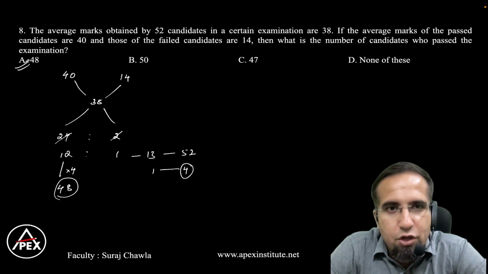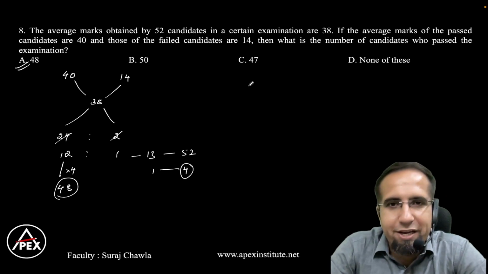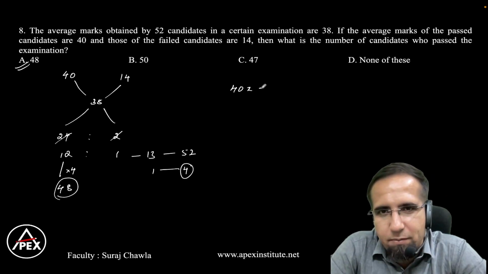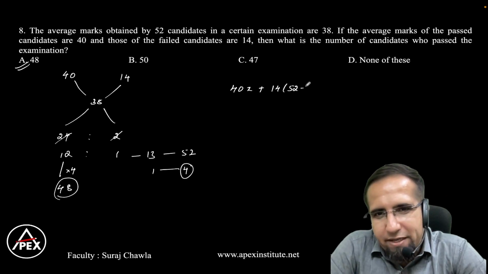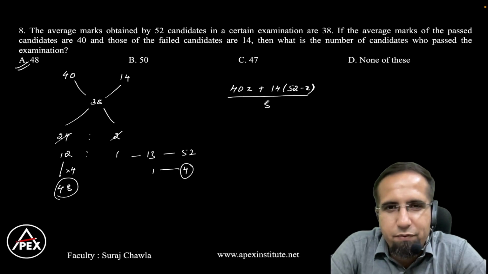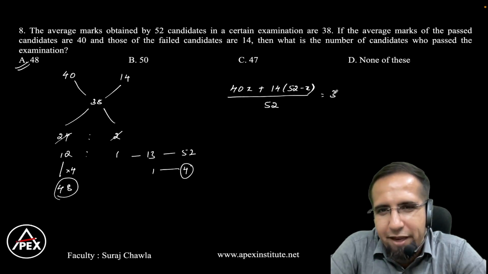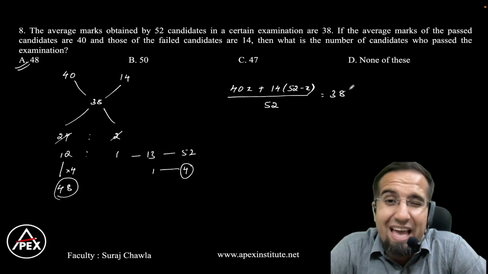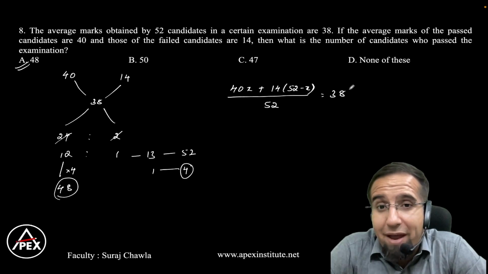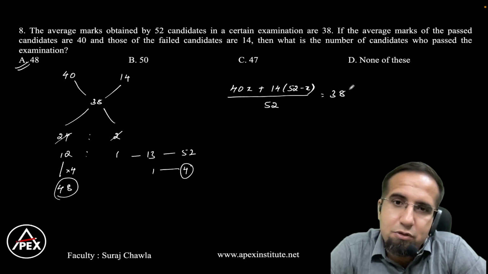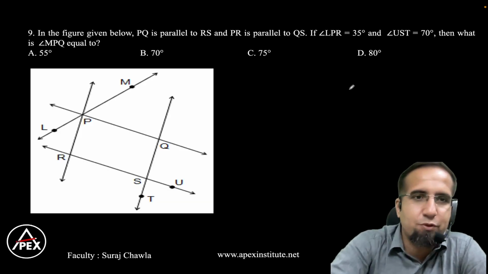and this method will help you to get the answer in the least possible time. If not, we can always look at it as, let's say x students passed. So 40 into x is the sum total. 14 into 52 minus x students failed. So 14 into 52 minus x divided by 52 is equal to 38. But trust me, this method will take a lot of time. At the same time, a lot of calculations are involved. So there might be a possibility that we might end up getting a wrong answer there. Right? So let's look at the next question here.